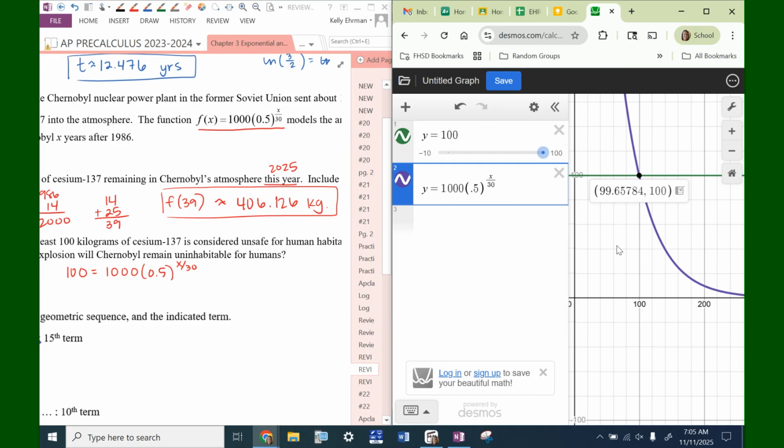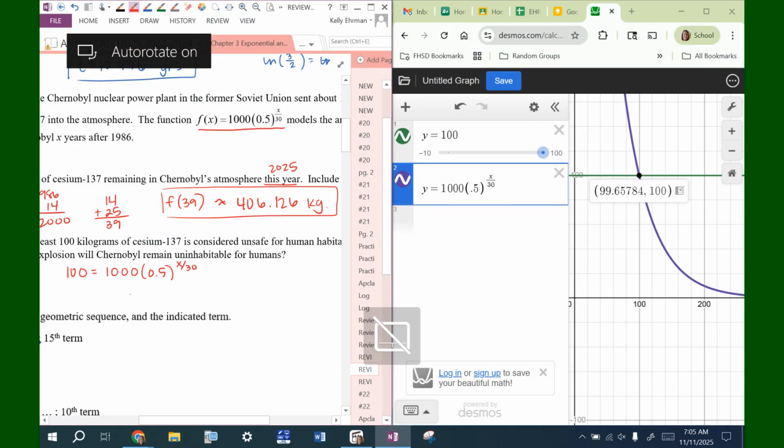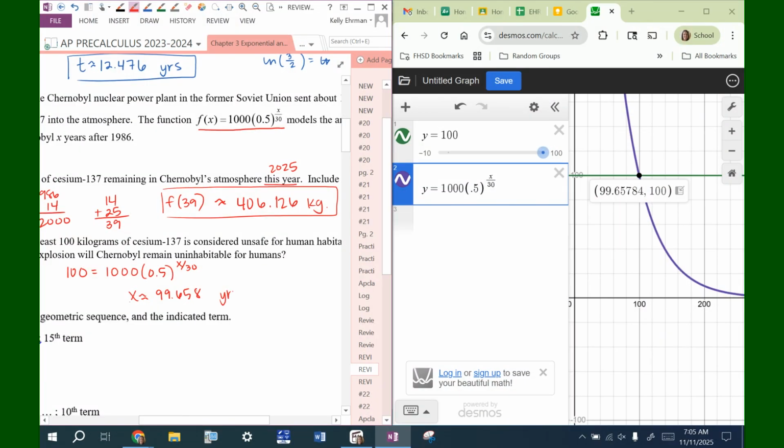So we will be at 100 when we get to 99.658. So x is approximately 99.658. x is measured in years after 1986. All right, so basically 100 years. So 2086, maybe we can start heading back there.